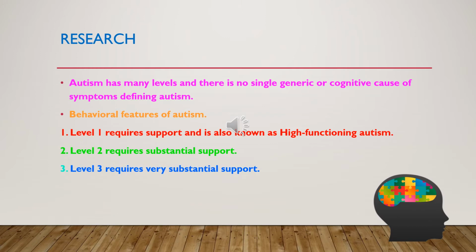Now let's look at my research, which is autism. Autism has many levels, and there is no single genetic or cognitive cause of symptoms defining autism. If we look at the entire term, autism spectrum disorder, the word spectrum indicates that autism appears in different forms with varying levels of severity. That means that each individual with autism experiences their own unique strengths, symptoms, and challenges. And as we go through, autism also has levels to the spectrum, just like LOE.